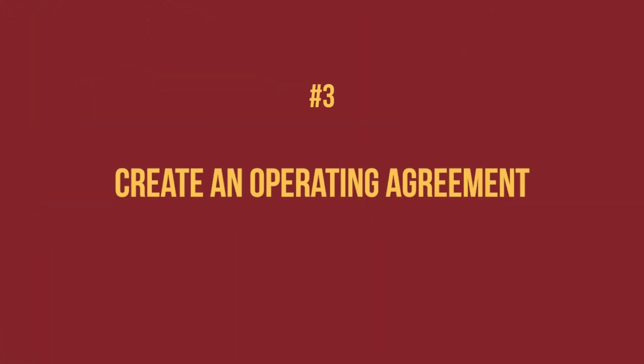Number 3, create an operating agreement. So this is a document that basically lays out ownership, the rules for operating the company, and the rights and responsibilities of owners and managers. The agreement also outlines how conflicts will be decided and how profit and loss will be handled. Many states, such as Texas, don't even require you to file an operating agreement. California, on the other hand, absolutely requires it, kind of like they require everything.